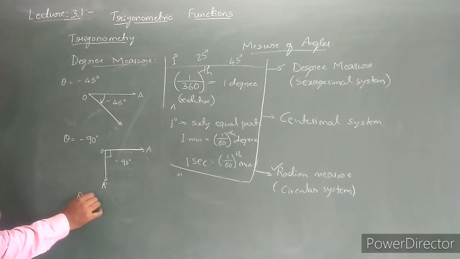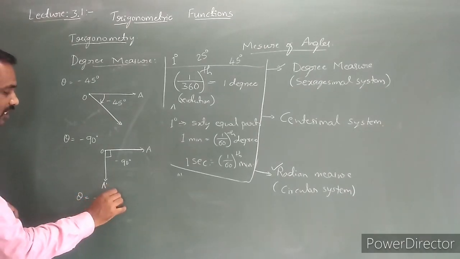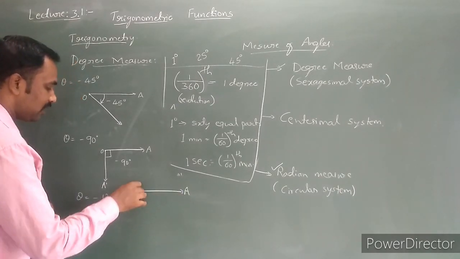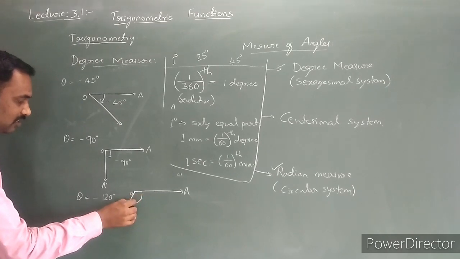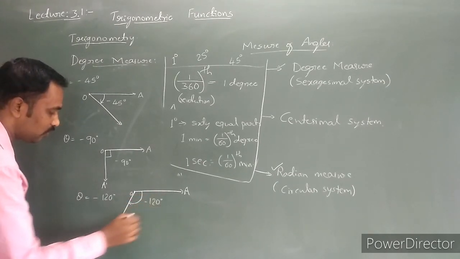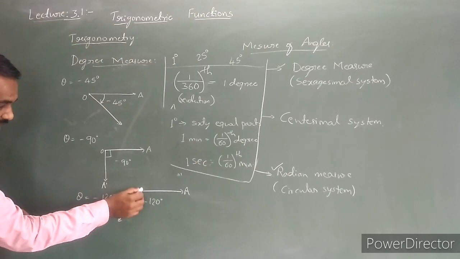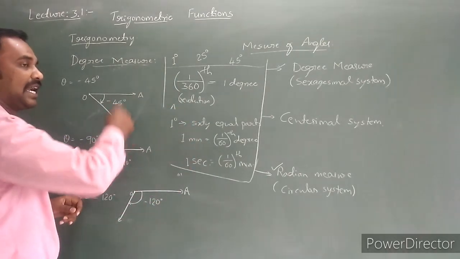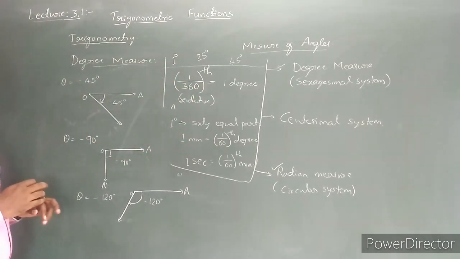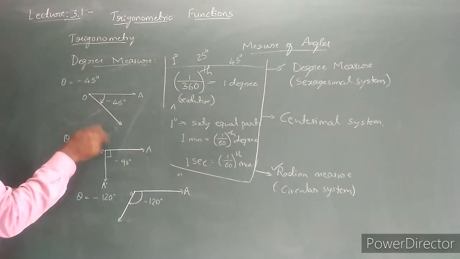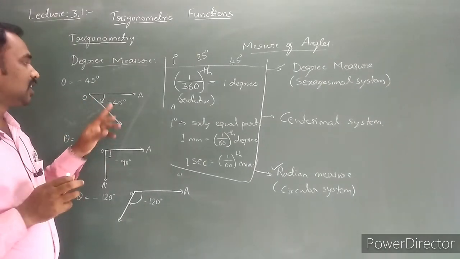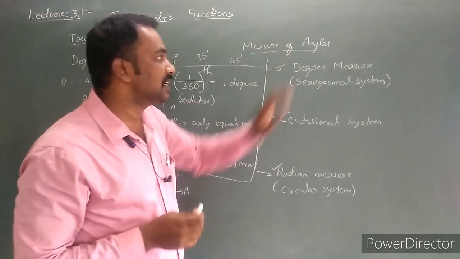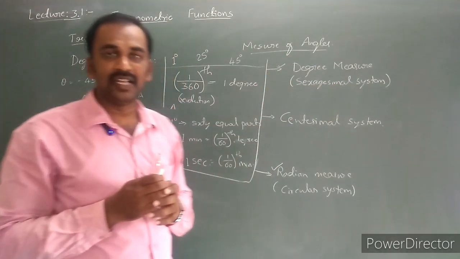Suppose you want theta equal to minus 120 degrees. How do we measure minus 120 degrees? This is the initial ray OA and this is the terminal ray. This is minus 120 degrees because the angle is measured in a clockwise direction. If the angle is measured in an anti-clockwise direction, you write a positive sign. If the angle is measured in a clockwise direction, we keep it as a negative sign. Now, this is all about the degree measure, or sexagesimal system.